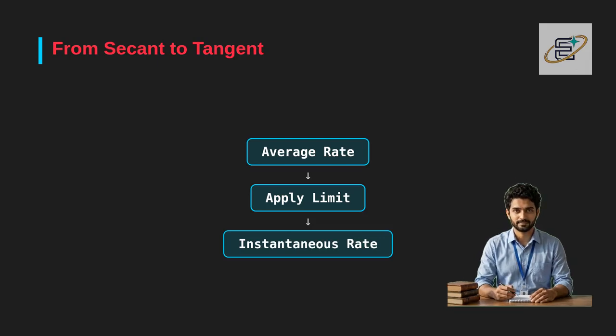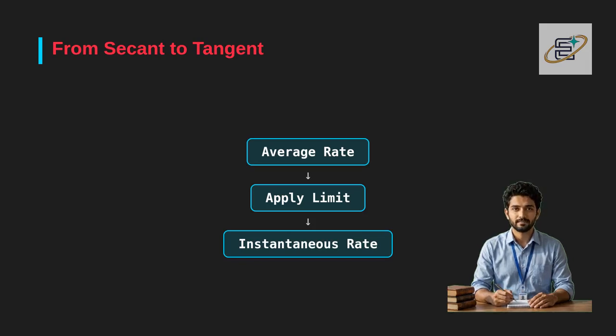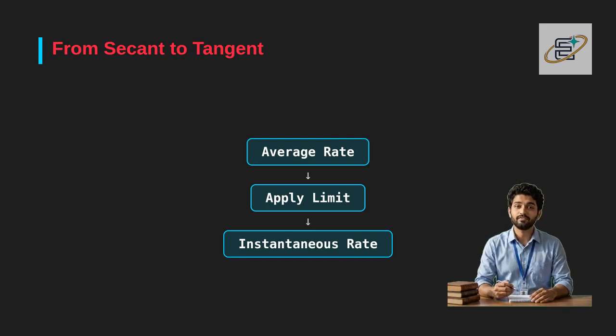But what if we want your exact speed at a specific millisecond? We shrink the distance between those 2 points. We apply a limit, bringing the second point infinitely close to the first point. The distance between them approaches 0. When that distance becomes infinitesimally small, the secant line transforms into a tangent line. The tangent line touches the curve at just one single point. The slope of this tangent line is the derivative. It represents the instantaneous rate of change. This is the core magic of differential calculus.